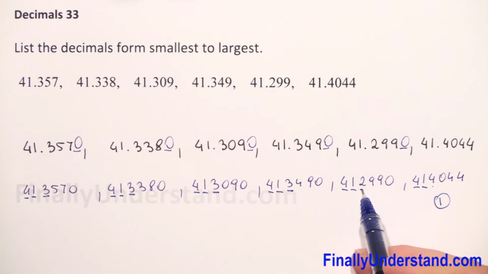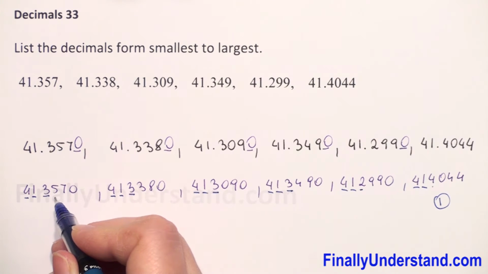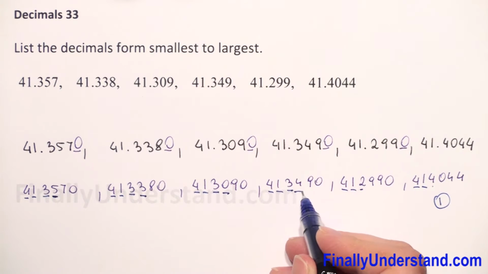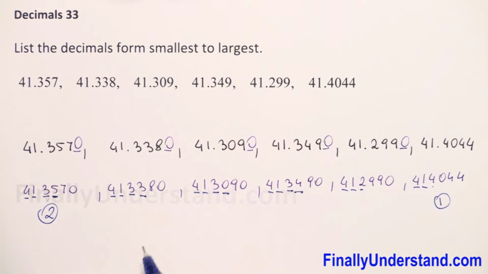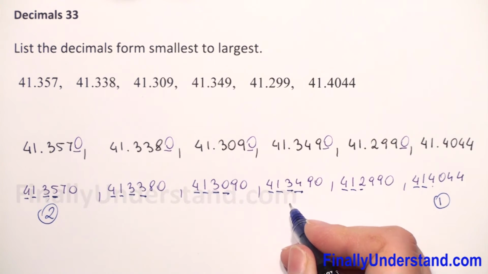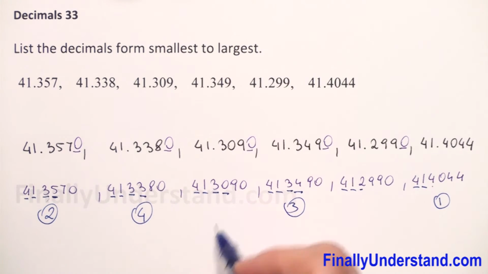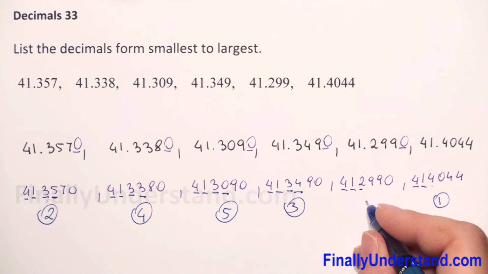Number 1. Next, we have here 2 and we have 3 and 3. So we go to 3 because 3 is greater than 2. And next, we have to check the 4th digits: 5, 3, 0, and 4. So 5 is greater, so this is the larger number than this 2. And next we have 3 and 0 and 4. So 4 is greater than 3 and 0. So this is our third number. Next, this is our fourth number. And 0, fifth number. And this is our last number, 6.